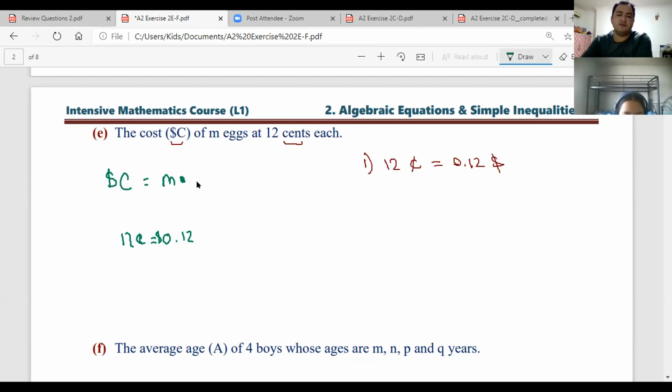After that, rewrite this, because when we multiply a variable by a number, we write the number first. So capital C equals 0.12 M dollars.